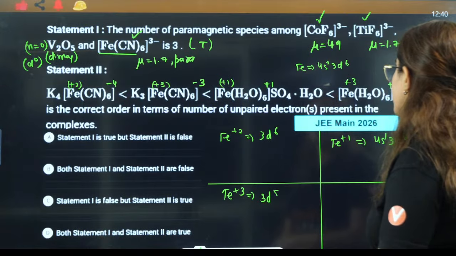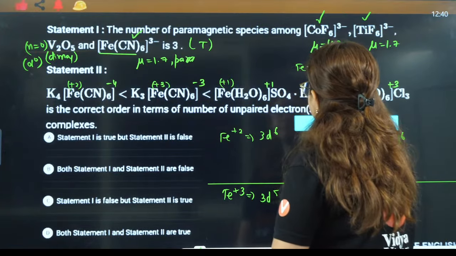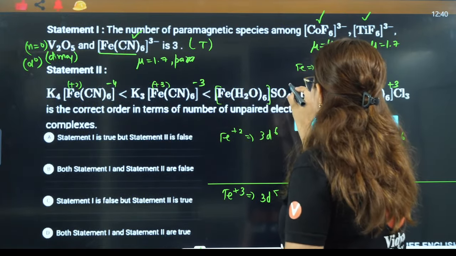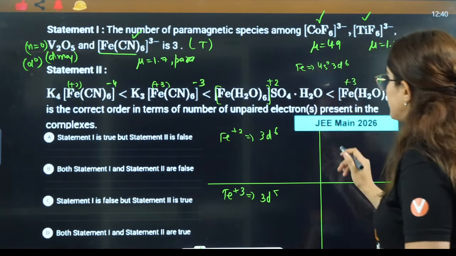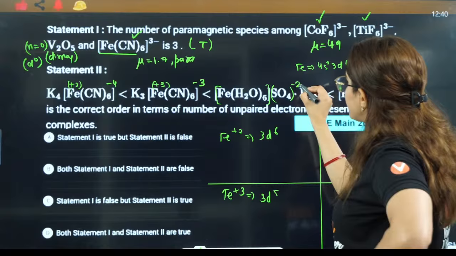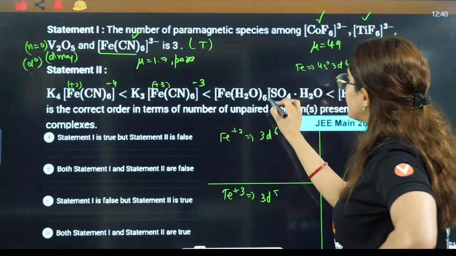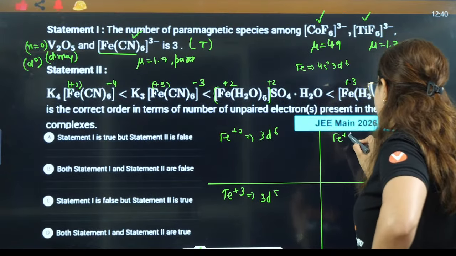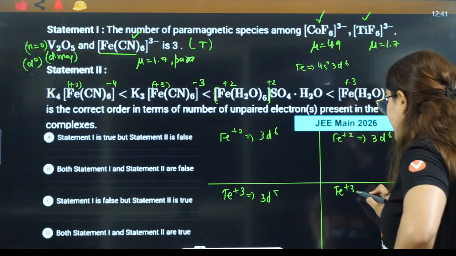Wait a minute. Here, overall SO4 is 2 negative, so here it will be plus 2. My bad. Because if you see cross multiplication, this actually is minus 2, so this has to be plus 2. Only then this is 1 and this is also 1. So here it will be plus 2. So iron plus 2 is, as we have discussed, 3d6, and here it is iron plus 3, that is 3d5.